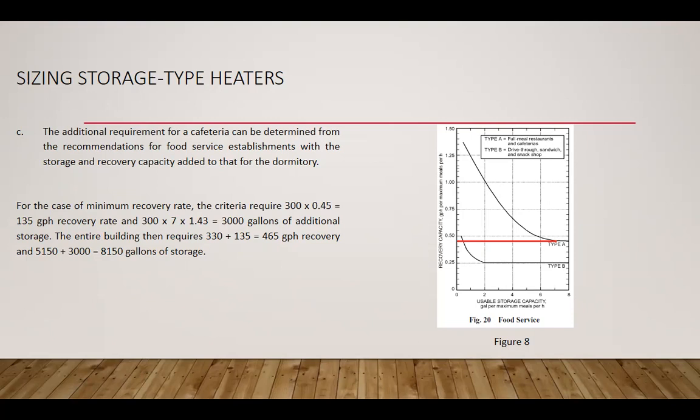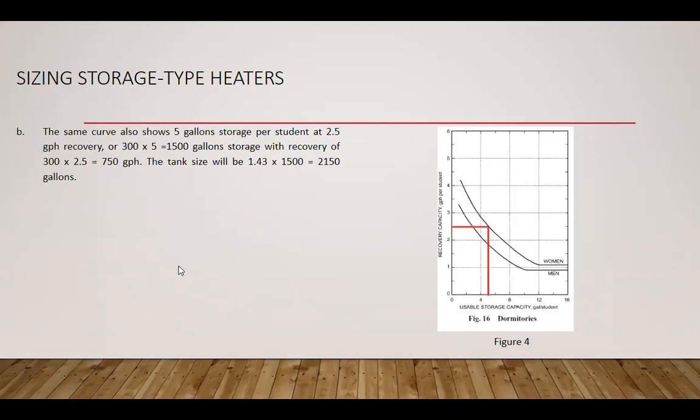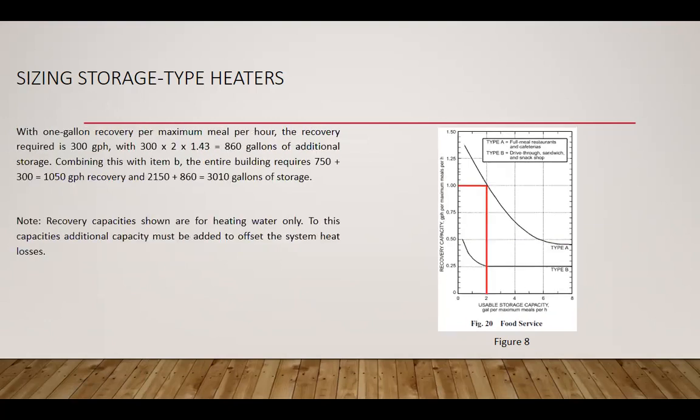At water storage tank na. Okay, diretso. Now, with 1 gallon recovery per maximum meal per hour, the recovery required is 300. With 300 times 2 times 1.43 is 860 gallons of additional storage. Bakit 300 lang? Kasi 300 times 1, 1 lang, di ba? So, tapos dito 2. Okay. Combining this with item B, the entire building requires 750 plus 300 or 1,050 gallons per hour recovery and 2,150 plus 860 or 3,010 gallons of storage.